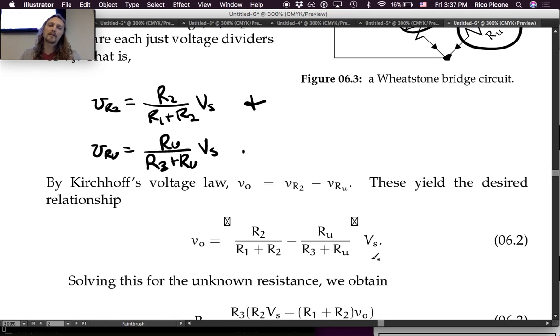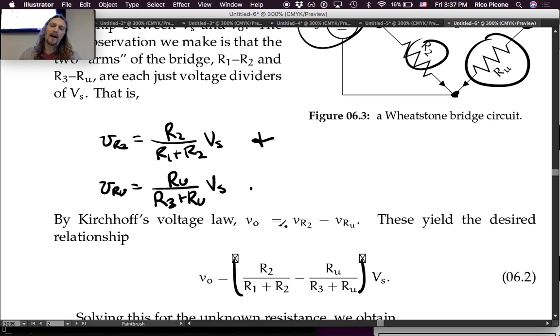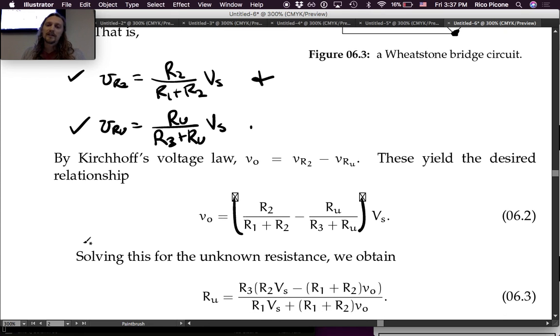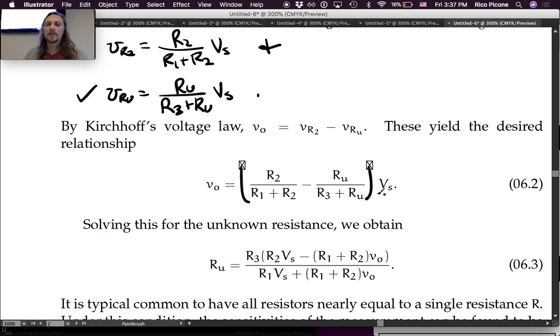These yield the desired relationship. All we do then is plug in Vout, which is what we want, and we plug in VR2 and VRU. We just solve for VR2 and VRU using the voltage divider circuit. And if you're wondering, yes, this is the most elegant derivation of this equation I have ever seen. It's actually much nicer than any of the other ones I've seen. I really don't know why they make it so complicated in the ones that I've seen, but they do. So, this is our output voltage in terms of our input voltage and the resistances.